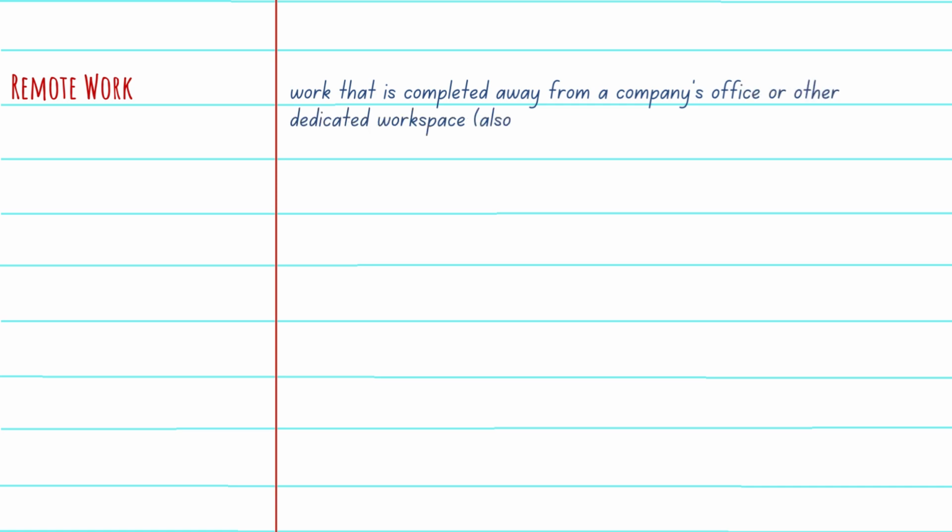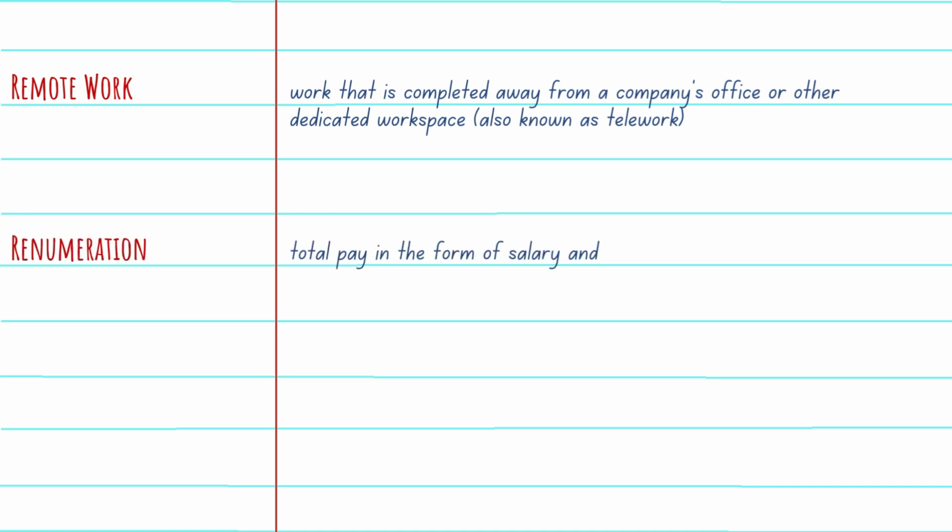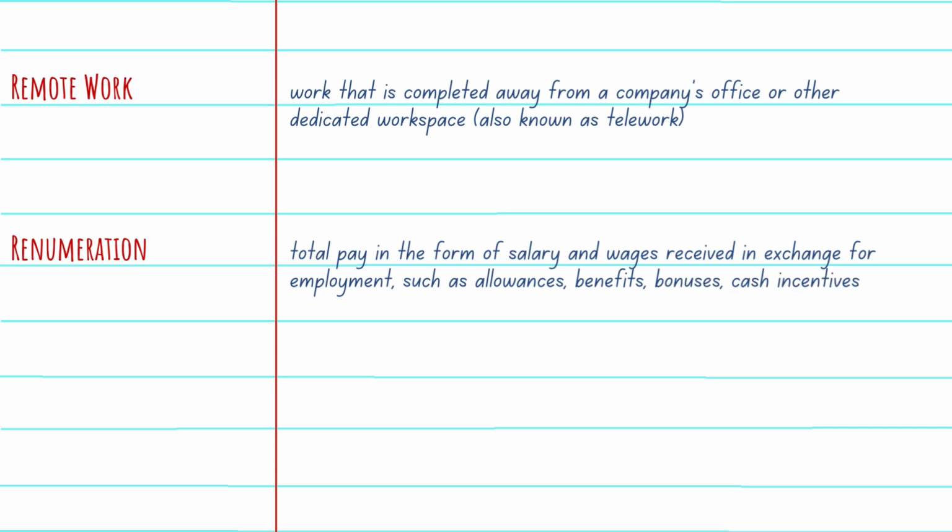Remote work is work that is completed away from a company's office or other dedicated workspace. Remote work is sometimes called telework. Remuneration is an employee's total pay in the form of salary and wages received in exchange for employment, such as allowances, benefits, bonuses, cash incentives, and monetary value of non-cash incentives.